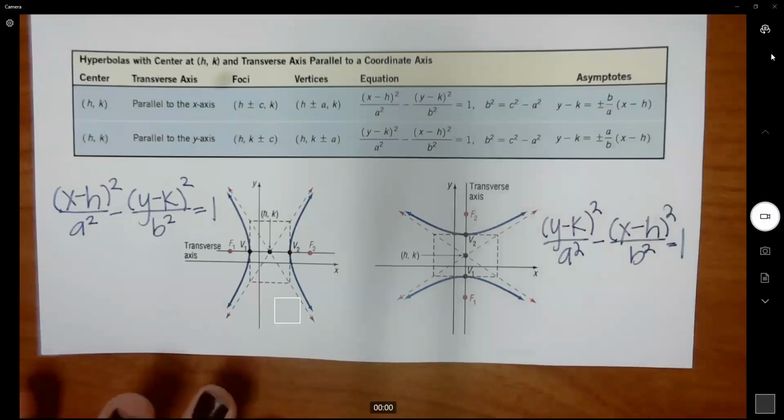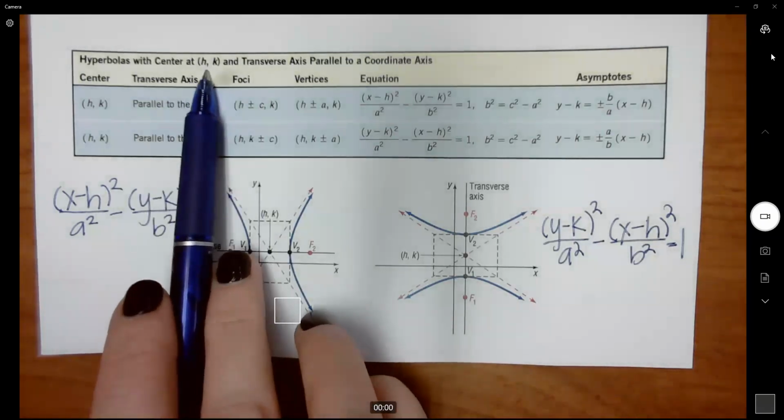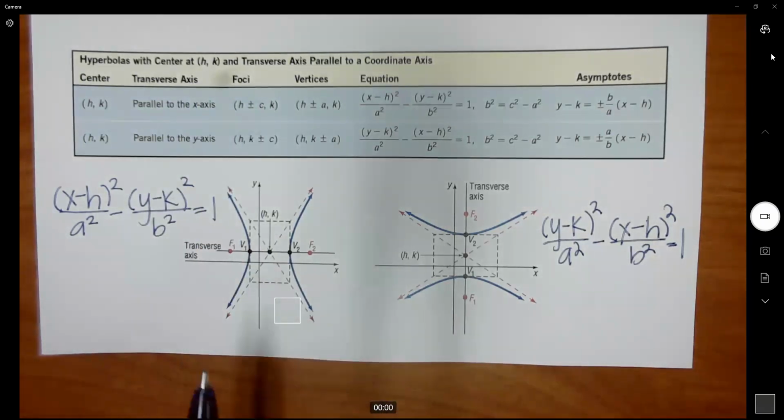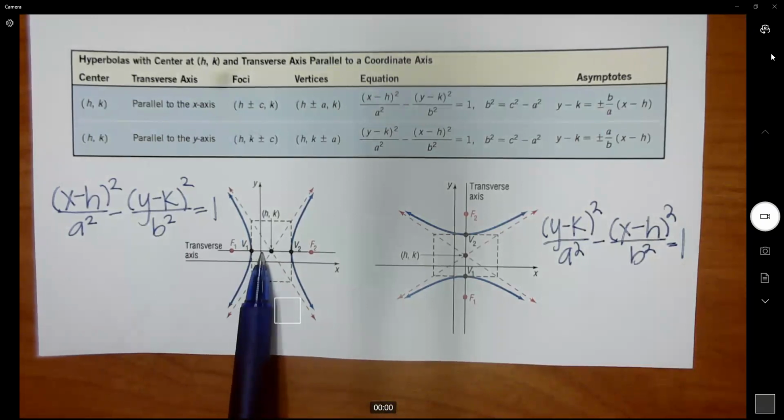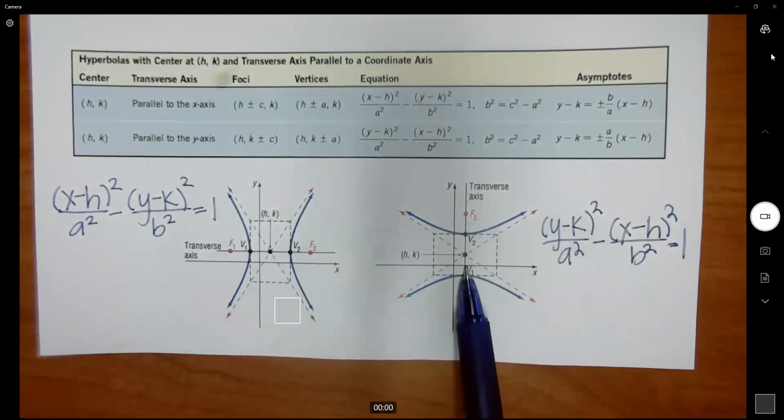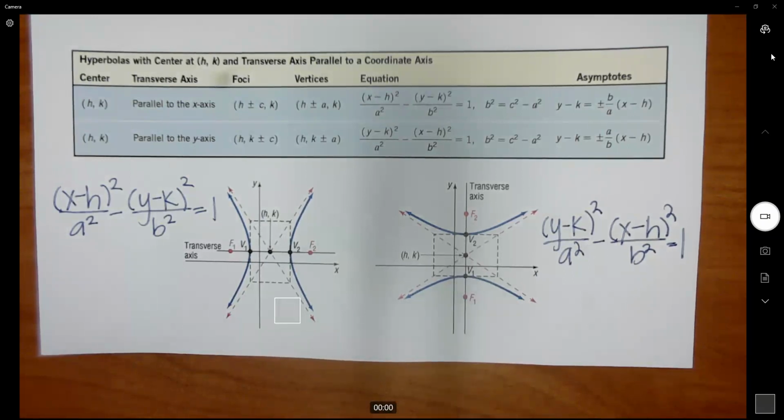In this video, we're going to go over when hyperbolas are not centered at 0, 0, they have been shifted. And so they're going to have a center of (h, k). As you can see in this diagram, my origin is right here, so it's been shifted up and to the right. Here's my origin right here, and this one has been shifted up and to the right as well.